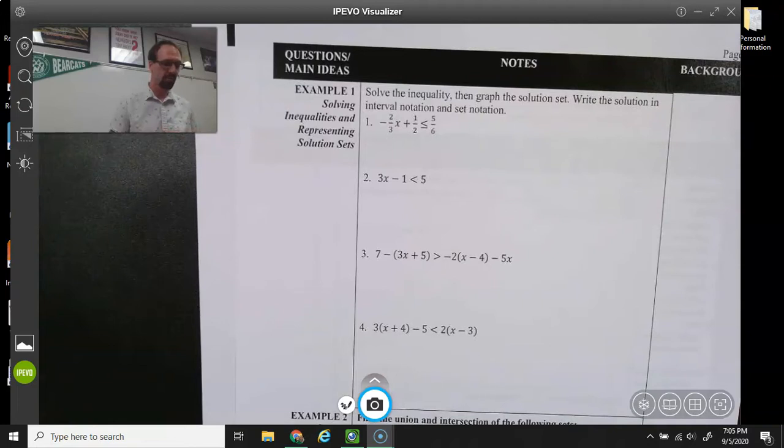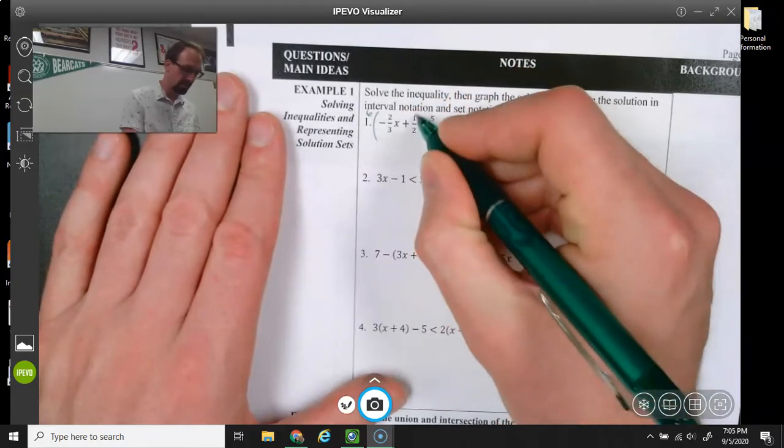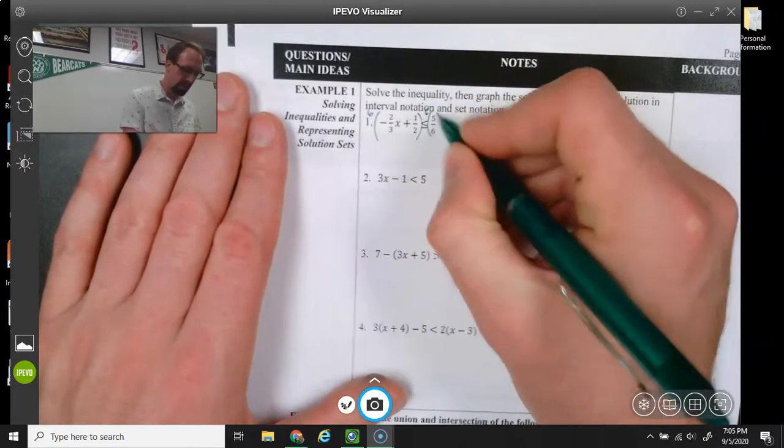The best way to do that is to multiply through both the left and the right side, using the least common multiple of 3, 2, and 6. So that is 6. We're going to multiply through everything on both sides by 6. Multiply this side by 6, and then that side by 6.